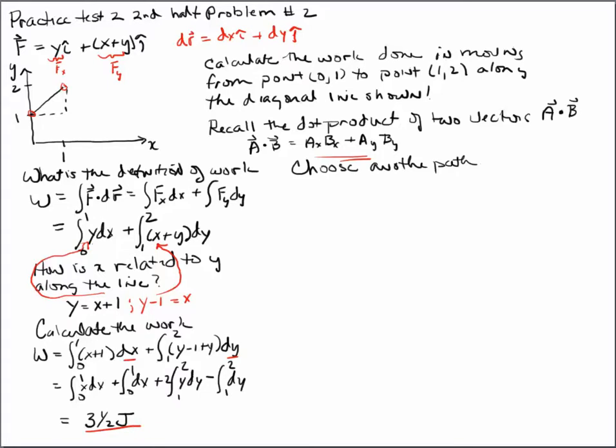Now the problem asks us to choose another path, and the path I'm going to choose is the one shown right here. I'm going to go along the x-axis at a particular y value, and then I'm going to go along the y-axis at a particular x value. Okay, path shown by dotted line. Let's calculate the work.